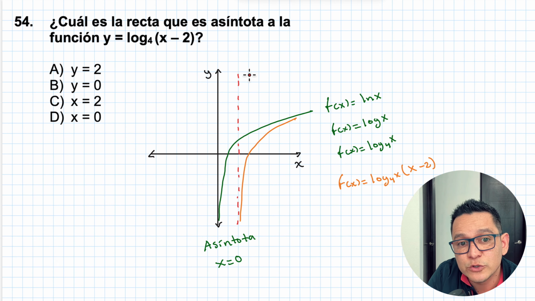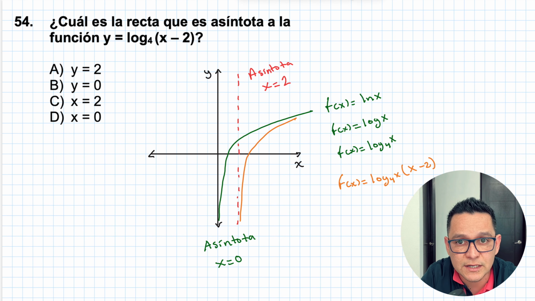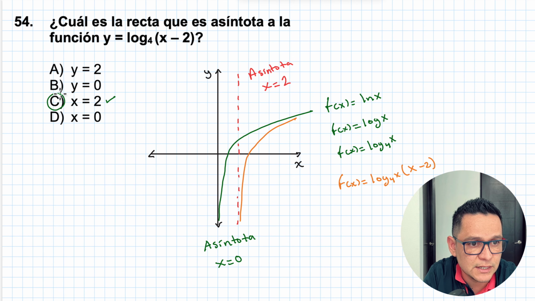In this case then, what would the asymptote be? Think about it. It's simple, right? It would be x equals what? 2, right? Because I'm shifting 2 to the right. That's it. So, what's the correct answer? Is it x equals 2? This one right here? So we circle option C. Done. We're finished. All right.